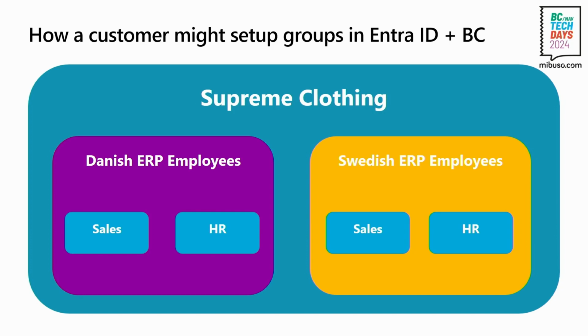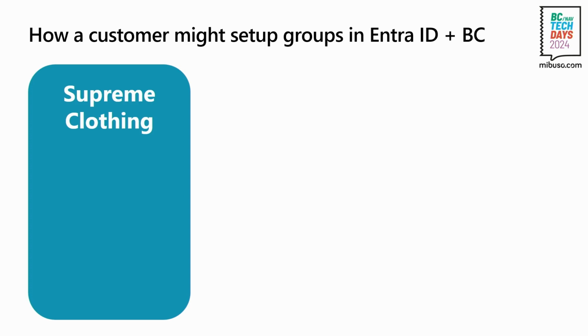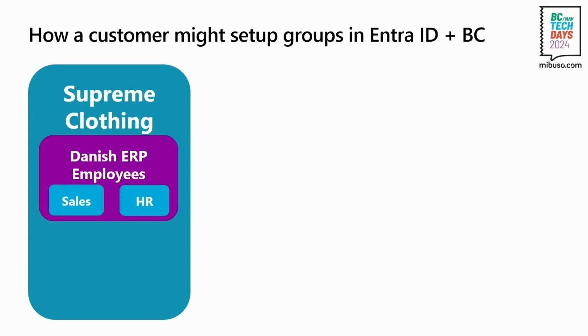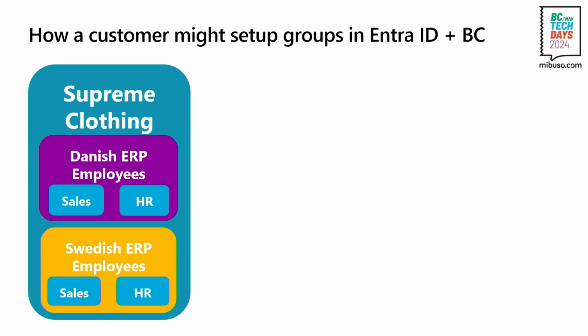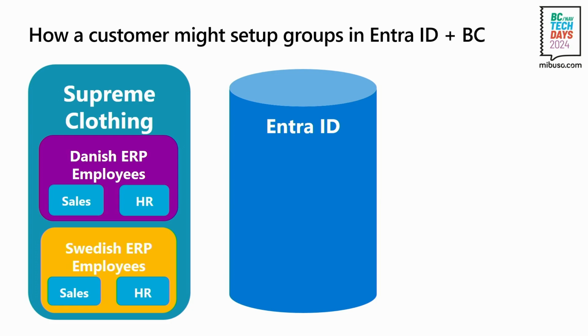So there's many ways partners could set this up, but let's talk about one of the ways that you could try. Again, we have the clothing company, they have the Danish employees, the sales, HR, and also the Swedish. Now let's see how we would set this up in Entra ID. The first things that we talked about is you want to manage the access to the environment, and you also want to assign BC licenses.